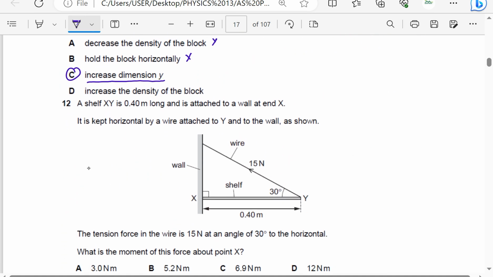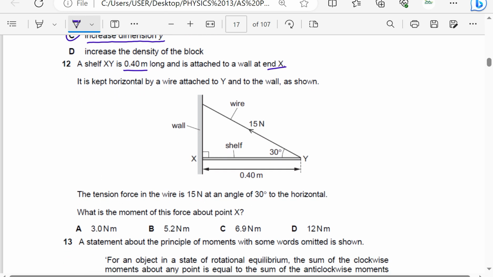A shelf XY is 0.4 meters long and is attached to the wall at end X. It is kept horizontal by a wire attached to Y and to the wall as shown.